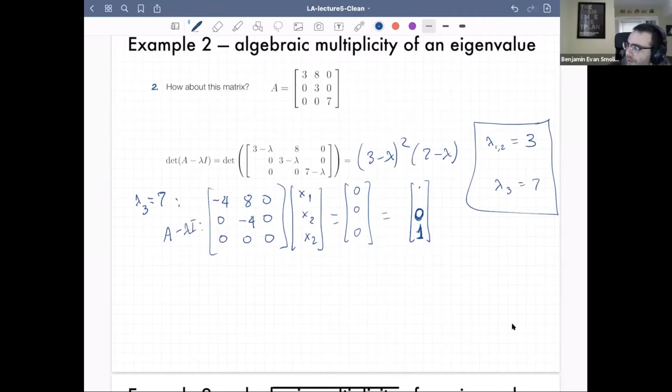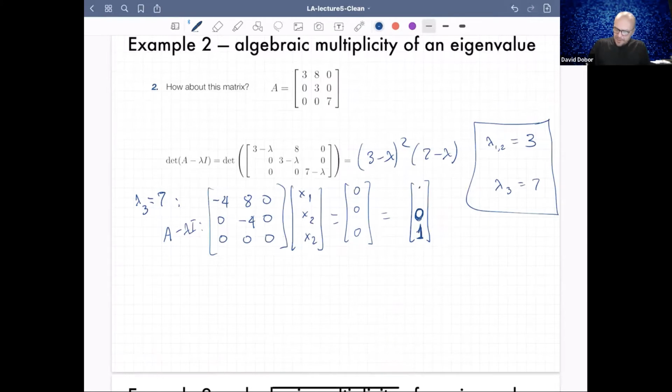It would have to be 0, 2. Okay, so that looks correct. So 0, 0, 1 is the one associated with this eigenvalue, which is 1.